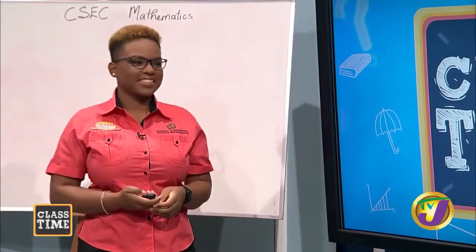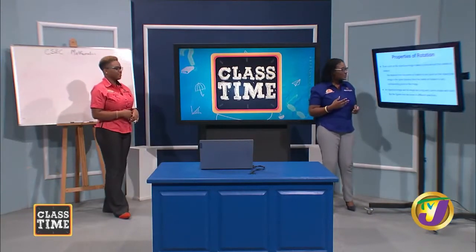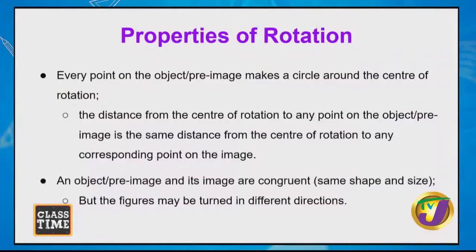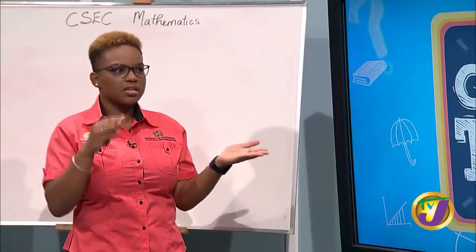Definitely makes sense. So let's see what else. We noticed also that an object, or pre-image, and its image are congruent. And you did explain that we meant same size, same shape. But the orientations will be different. Right. Can be different. Not all the time. If it's a 360 degrees rotation, it's going to come right back where it was. Right? Yeah, definitely. Because that would be a complete turn.